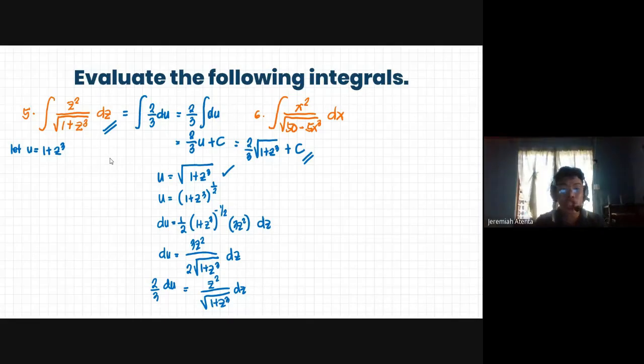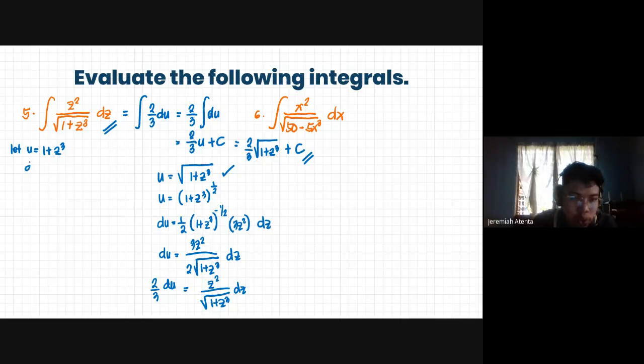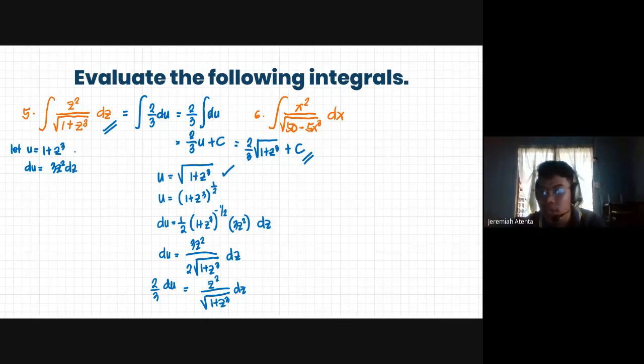Okay, so let's check if we will have the same answer. What if I will let u be equal to 1 plus z cubed? Okay, so this will now be equal to du equal to 3z squared dz. Can you still follow? Can you still follow, guys? Okay ba?